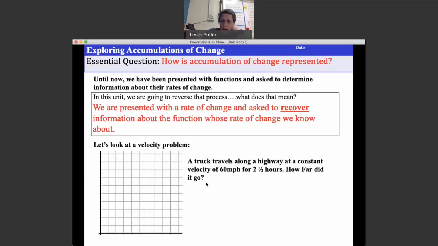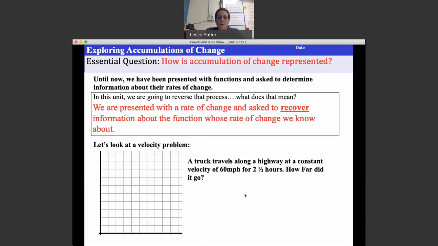Now, we don't need calculus to answer this question, but we can use calculus. And so when we think about this, we're talking about presenting you with a rate of change. Here's the rate of change, 60 miles per hour. And we're being asked to recover information about the function. So we know velocity is a rate of change. It's the first derivative of position. So I have the rate of change, and I'm asking you something about position. How far did we go? How far away are we?